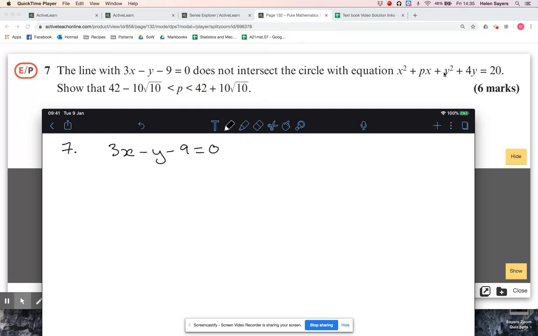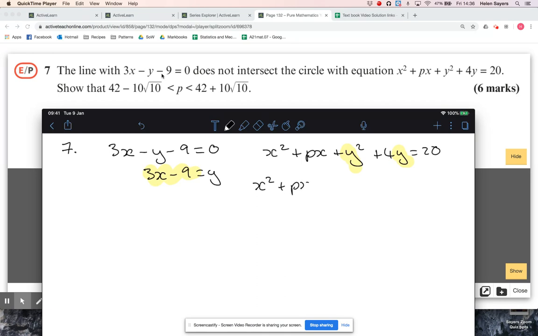Because trying to rearrange this one to make x or y the subject is going to be a bit of a nightmare, it's easiest to just add the y over. So I've got y as the subject, and then I'll jot down the equation of the circle as it appears in the question. Now for y, I'm going to substitute in 3x minus 9. I was going to say an equation just in x, but it's got that p there as well, so we'll come on to that next. That gives me x squared plus px, and where it says y, I'm going to substitute in 3x minus 9.